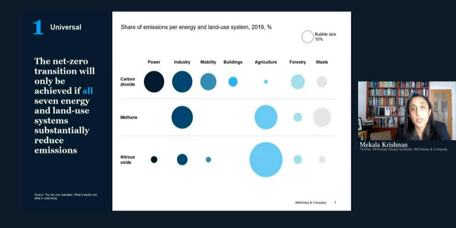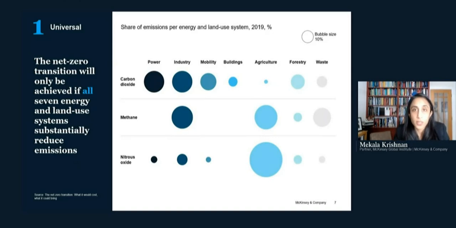What you see as rows is the various greenhouse gases that are emitted as a result of the activities in these systems: CO2, methane, nitrous oxide. And the bubbles then indicate the share of emissions in each of the rows. So think about the rows as adding up to 100%.